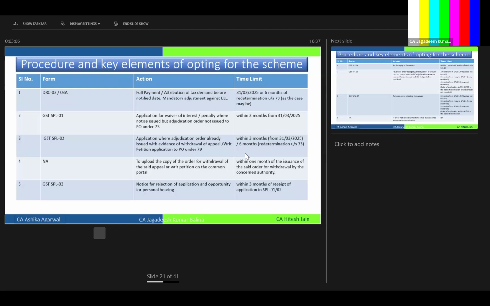Now come to after verification. If the proper officer finds that you are not eligible for this scheme, he will issue a show cause notice asking why your application should not be rejected. He has to issue that notice within 3 months of receipt of SPL 01 or 02. Also, the principle of natural justice should be followed by him, and he should give an opportunity of personal hearing.